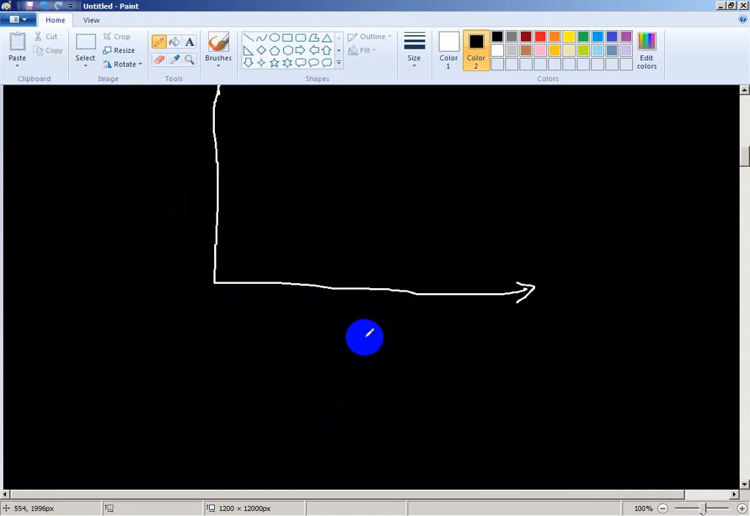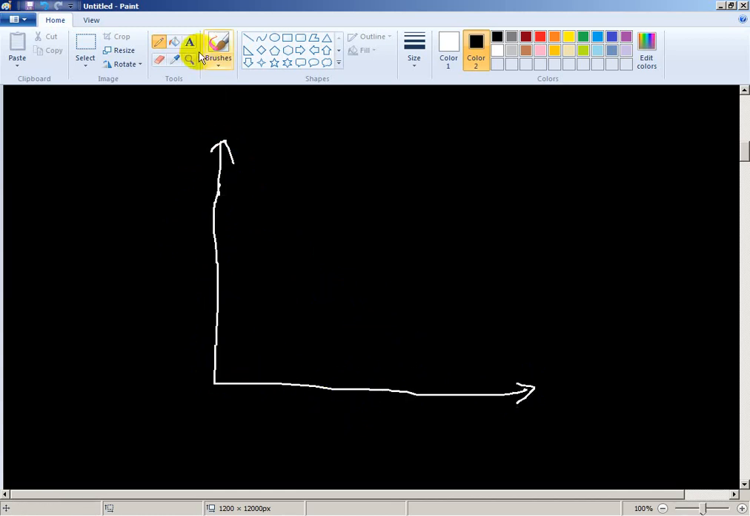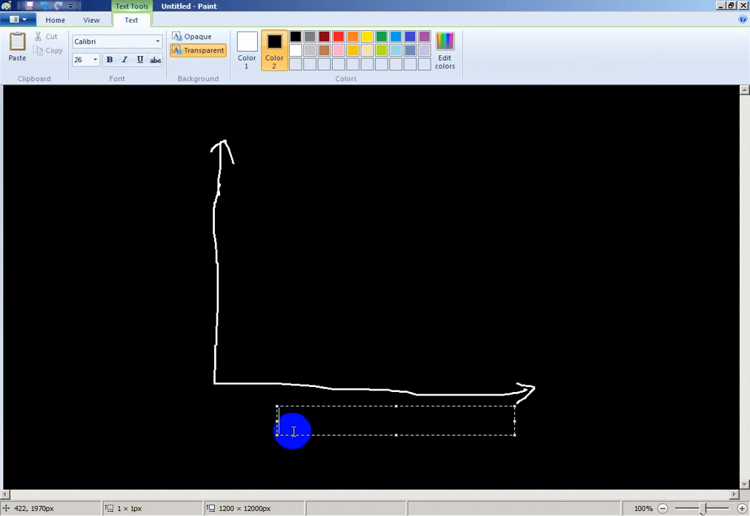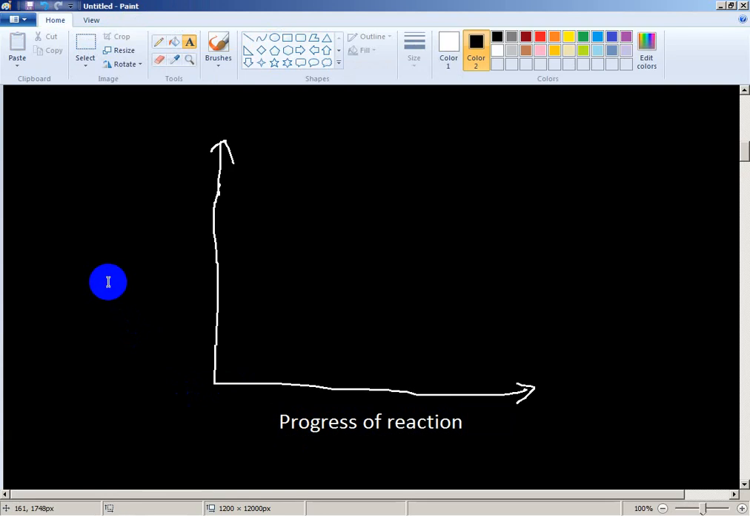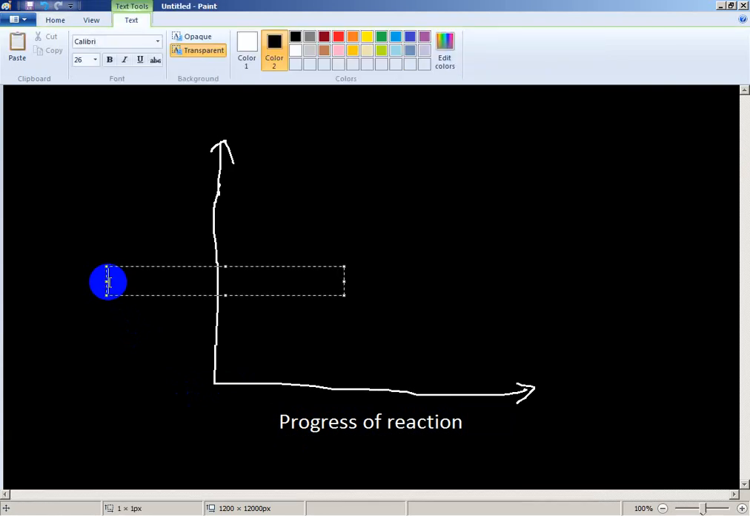On the x-axis you write progress of reaction, path of reaction, the route of the reaction. Progress of reaction. Here on the y-axis is energy.